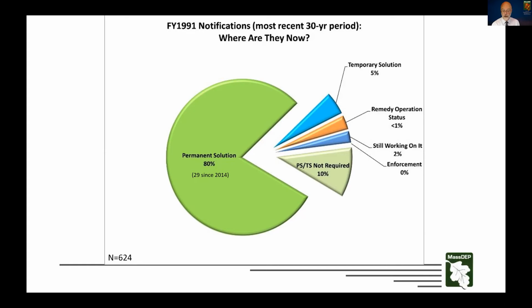People are still working on them. We've had 29 permanent solutions come in since 2014. So that's what, a couple percentages there. 5% of temporary solutions. The permanent solution, temporary solution not required. That's a smaller fraction than we see these days, but that's because these are some of the mother RTNs. There was fewer chances to be a daughter RTN back then.